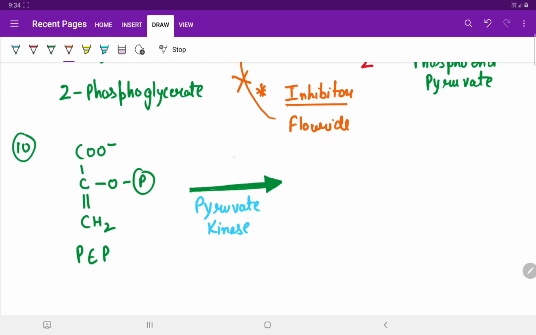And is accompanied by formation of one ATP molecule. So whenever there is a kinase enzyme, presence of magnesium is also there. So it leads to formation of pyruvate molecule. I will be showing you here spontaneous conversion of pyruvate from enol form to keto form.